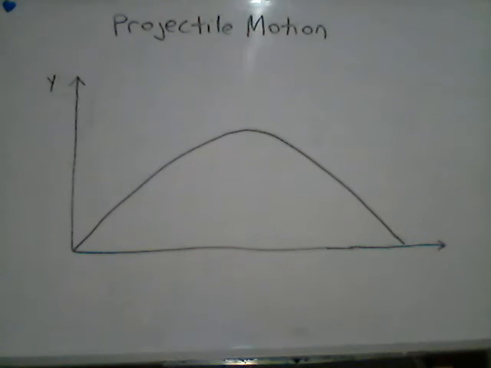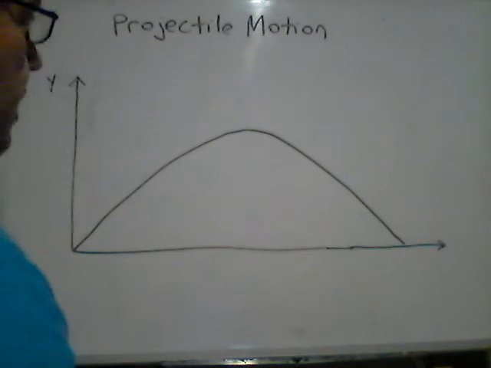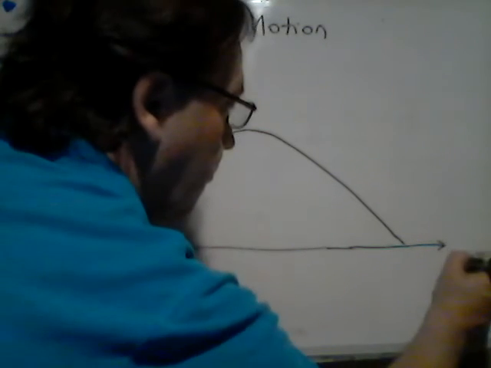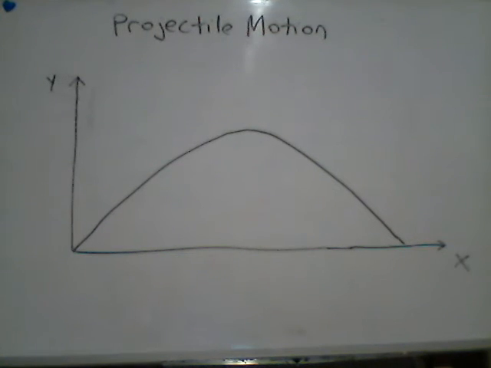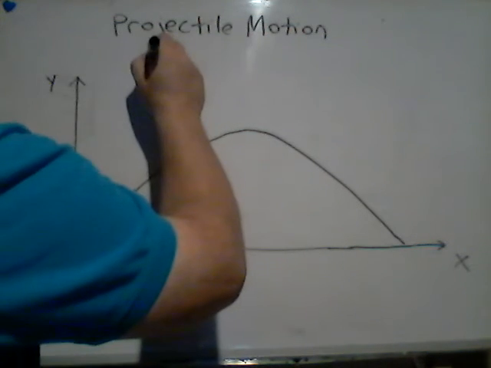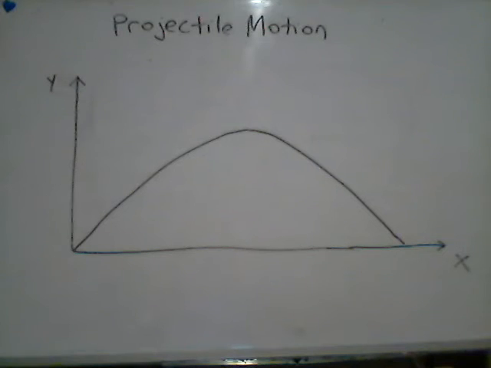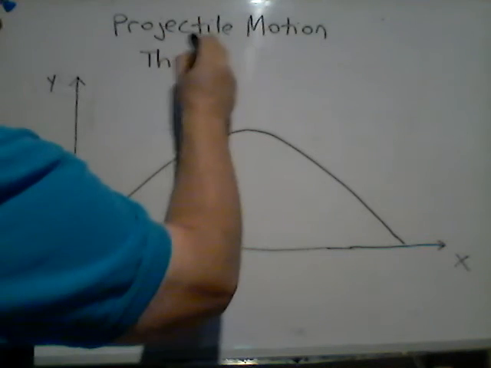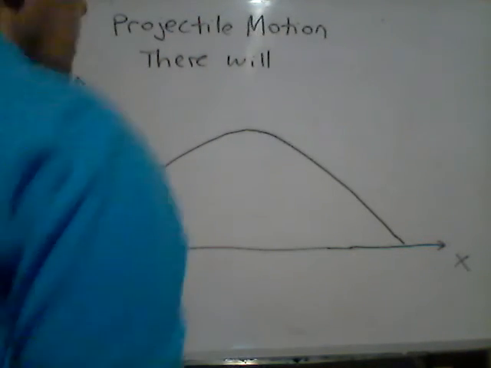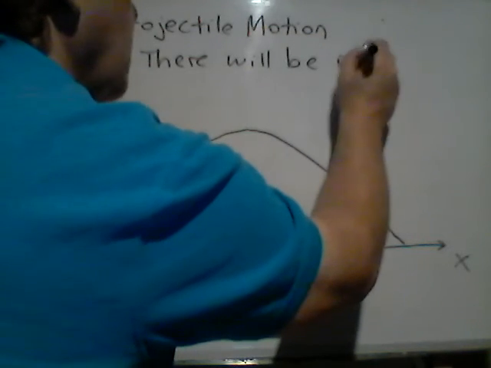Now, how do we analyze this motion? Well, first of all, we need to understand that there's actually going to be independent motion going in each coordinate. There's going to be independent motion in the y coordinate and independent motion in the x coordinate. So in the y coordinate, there actually is acceleration because of gravity. So there will be independent motion.